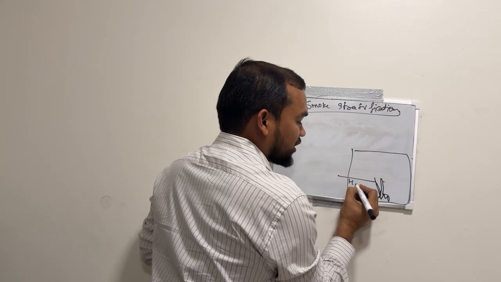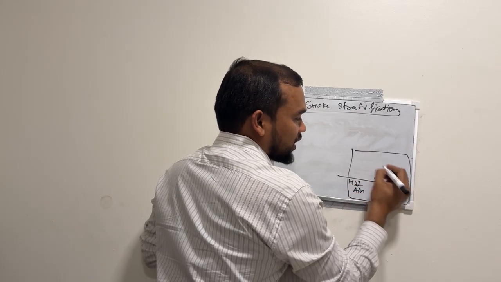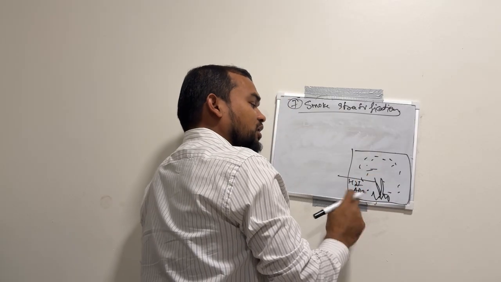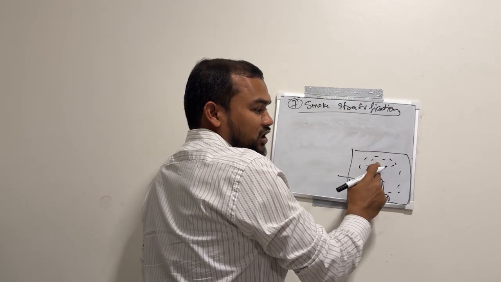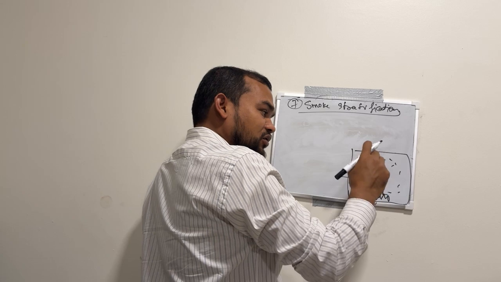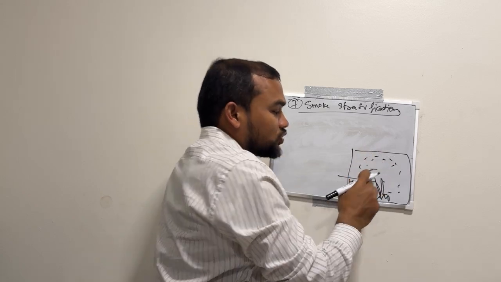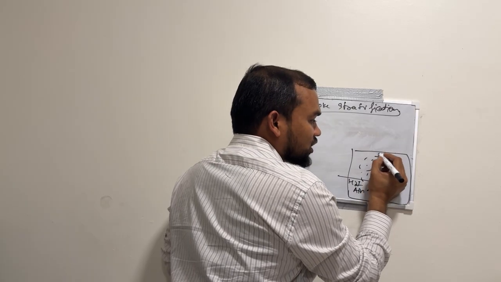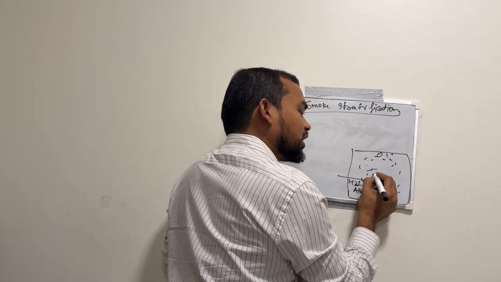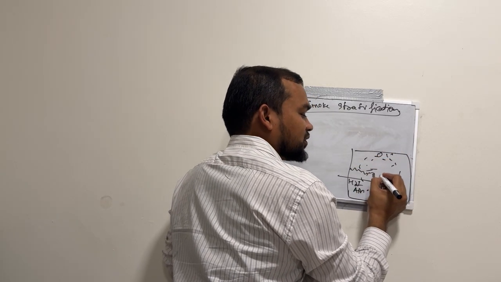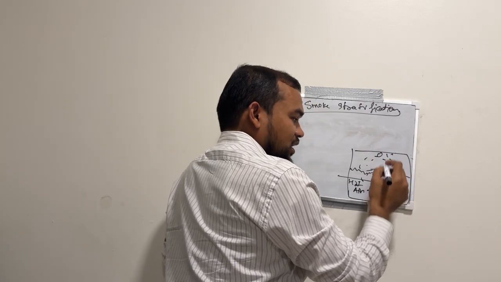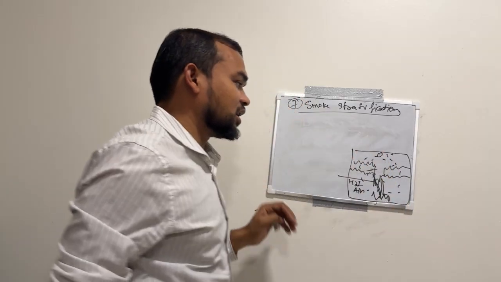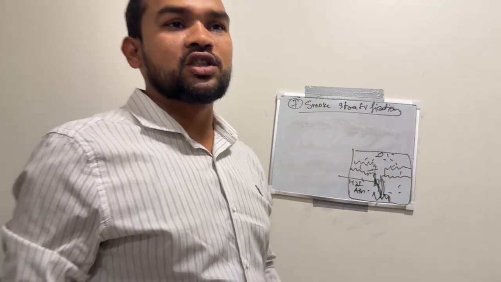They have hot air and smoke, and they have a normal temperature in the environment. When this hot air goes up, it will contact the surrounding air, and the surrounding air will cool down this air. When the air is cooled down, it will not reach the ceiling. So what happens? It will create layers at a certain height. This is called smoke stratification.